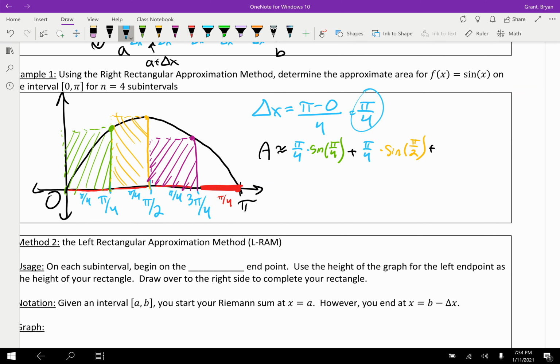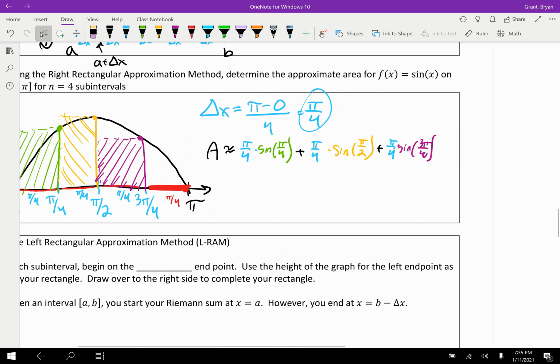Plus, and then we again have pi over 4. We get the idea now, right? And we're multiplying by sine, nope, different color, sorry. We're multiplying by sine of 3 pi over 4. And there is one more, so hopefully you have a little bit of space on here. The last one is plus pi over 4 times sine of pi.